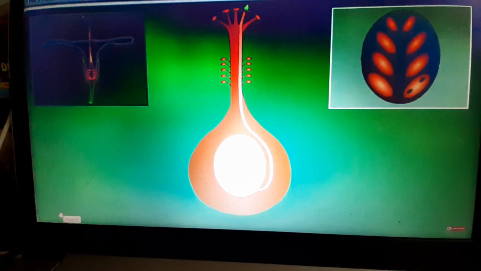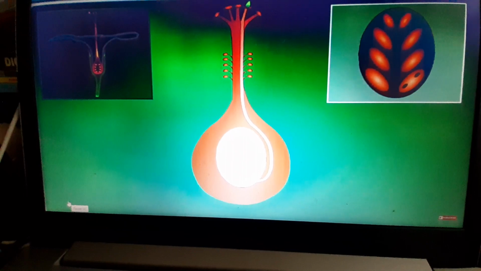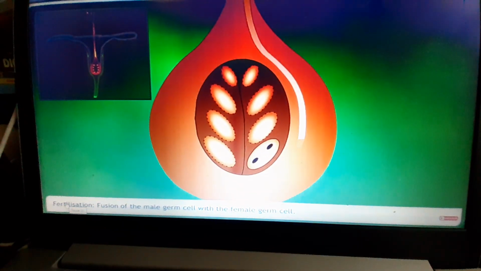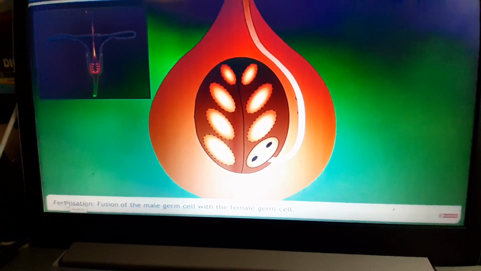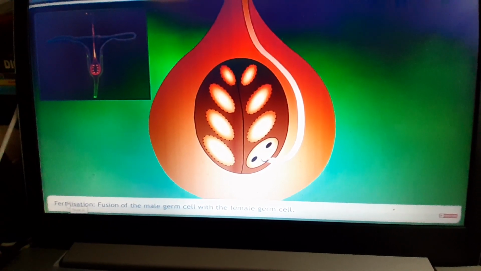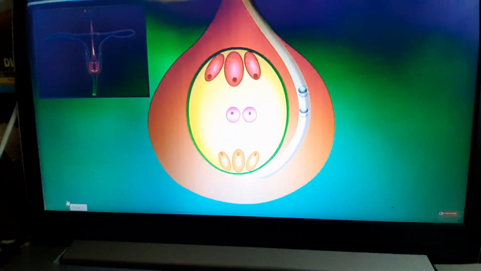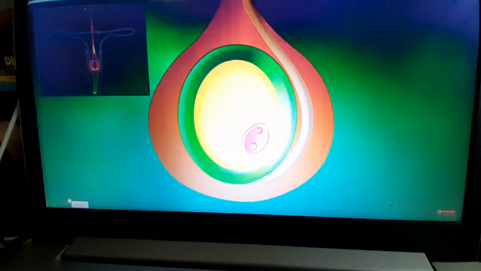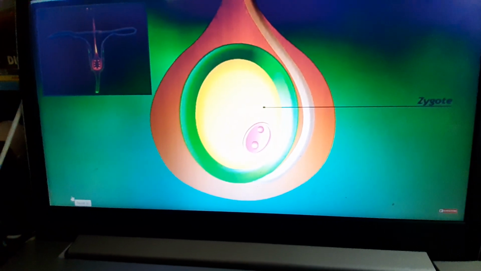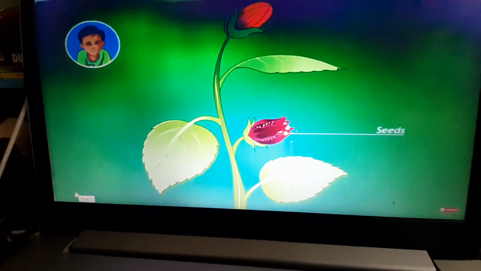This is where the fusion of the germ cells, or fertilization, takes place. During fertilization, the male germ cell produced by pollen grain fuses with the female germ cell present in the ovule. This fusion of two gametes or germ cells is also called syngamy. Syngamy produces a zygote, which is capable of growing into a new plant. So then the seeds that we see are zygotes.